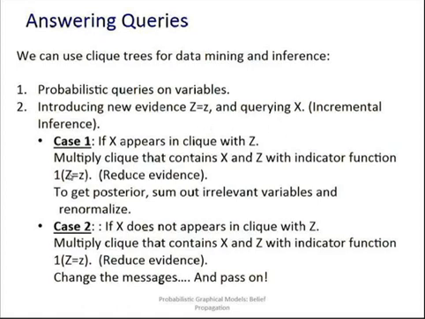There's a couple of cases that could happen. One is that if x appears in a clique with z, then essentially what you do is simply, in the language of cliques, multiply the clique that contains x with z with an indicator function and reduce the evidence. Sum out irrelevant variables and renormalize. So we take in new information. It's exactly like the marginalization that we showed a couple weeks ago.